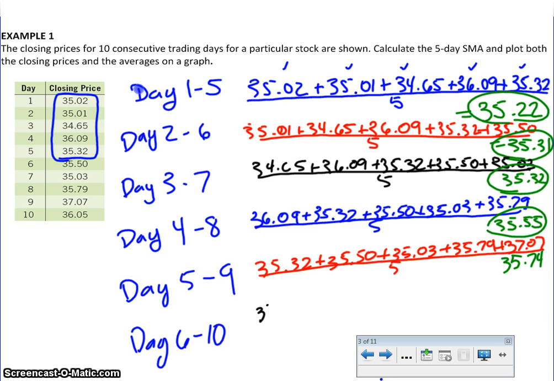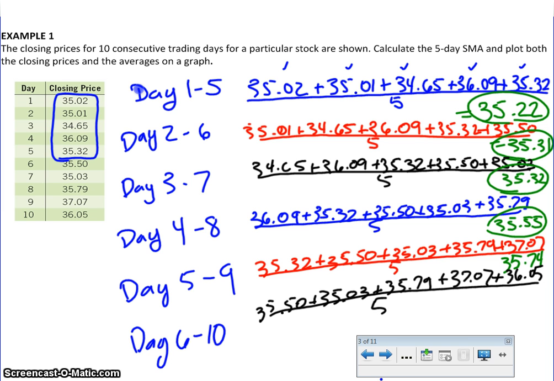Last one, we have 35.50 plus 35.03 plus 35.79 plus 37.07 plus 36.05. All of that divided by 5, and I end up with 35.89. All right, quite a bit there.